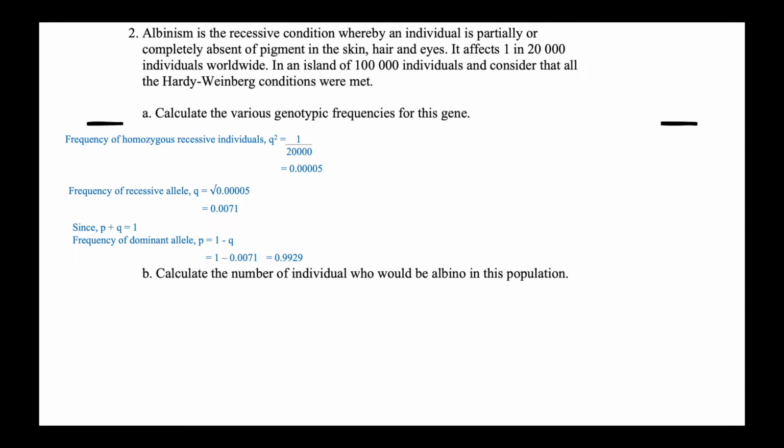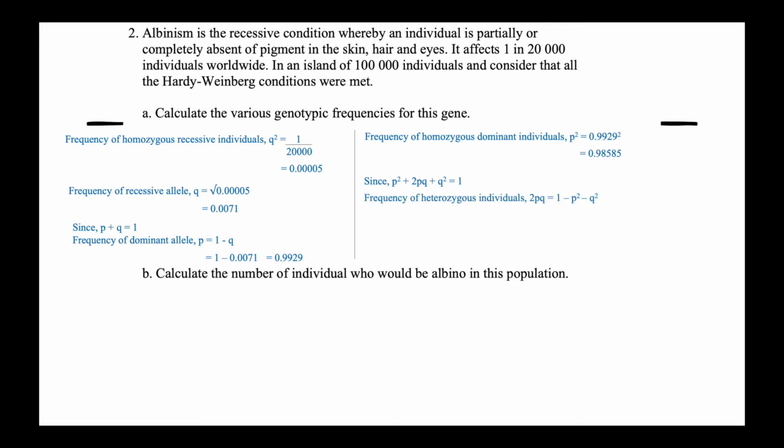From here, we can find the frequency of homozygous dominant individuals, p square, simply by squaring 0.9929, giving us the value of 0.98585. Since p square plus 2pq plus q square is equal to 1, 2pq, or the frequency of heterozygous individuals, is equal to 1 minus p square minus q square, giving us the final answer of 0.0141.